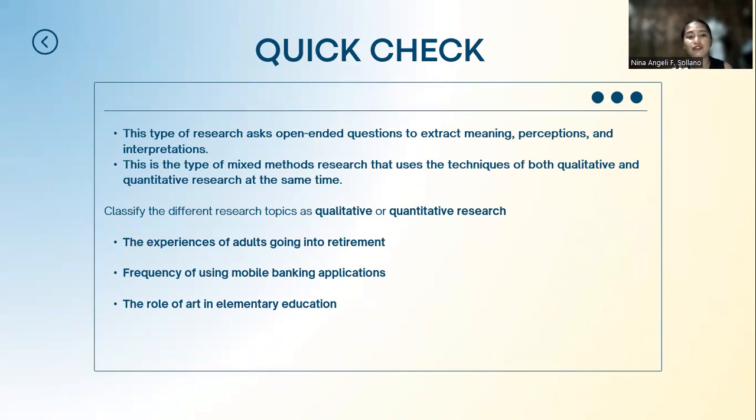So this type of research asks open-ended questions to extract meaning, perception, and interpretations. This is qualitative. Next, type of mixed methods research that uses the techniques of both qualitative and quantitative research at the same time. This is mixed methods research.